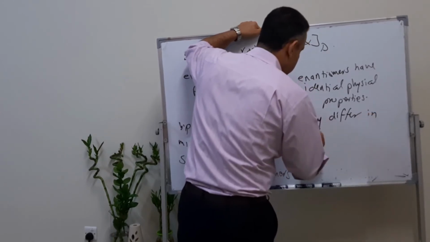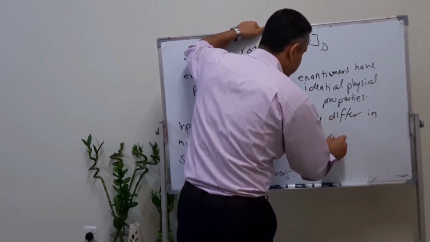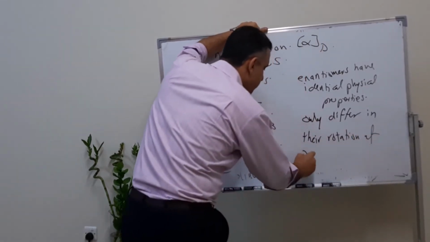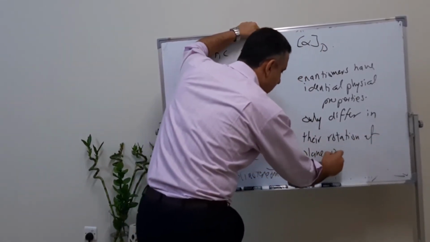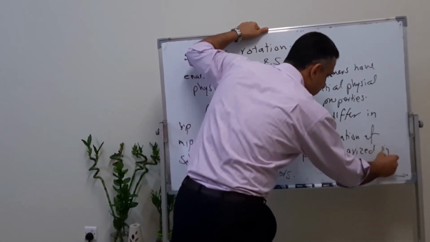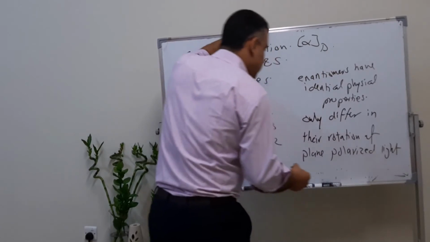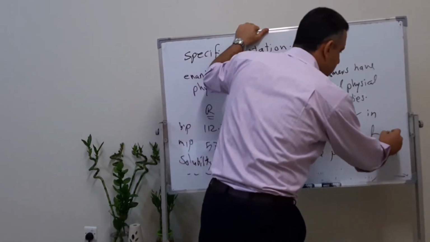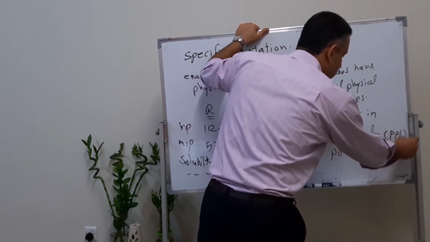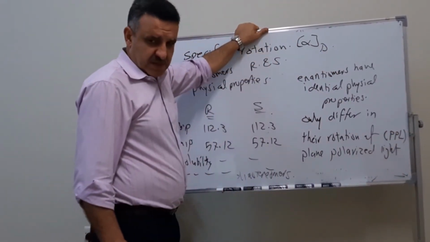in their rotation of what we call plane polarized light. Let's from now on use this abbreviation for plane polarized light and write it PPL, plane polarized light.